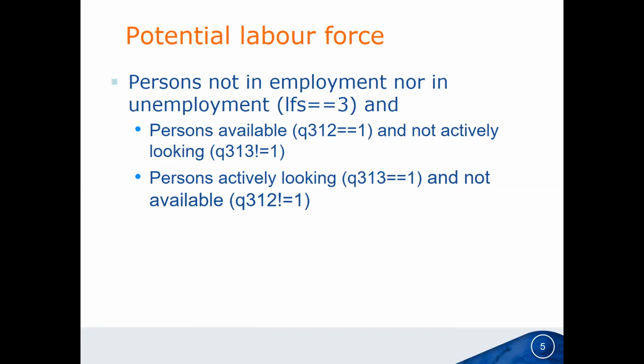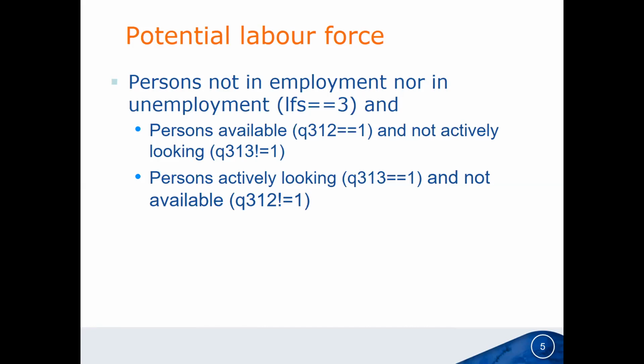And the second category are the persons actively looking. So Q313 is now equal to 1 and not available, Q312 is different from 1. So as you see here for the potential labor force, we use the same questions as for unemployment, but we relax alternatively one of the criteria. First, the availability, but without actively looking, and in the second case, persons actively looking, but not available. And this will give you the potential labor force.